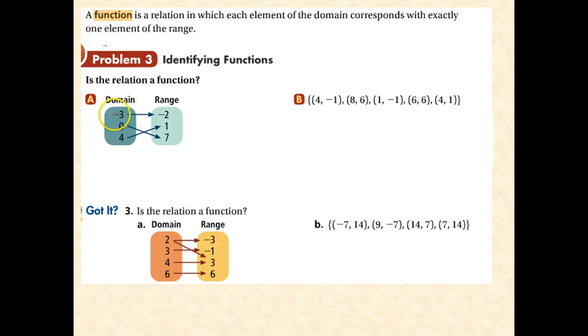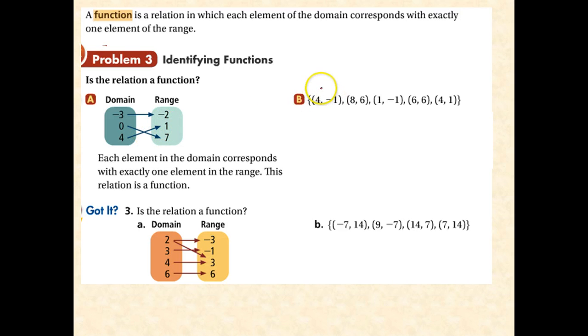So my domain has -3, 0, and 4. -3 goes to -2, 0 goes to 7, and 4 goes to 1. So what I'm looking for is, does it break this rule of each input going to only one output? No, it's not breaking that rule. -3 only goes to one place, 0 only goes to one place, and 4 only goes to one place. So that's a function.